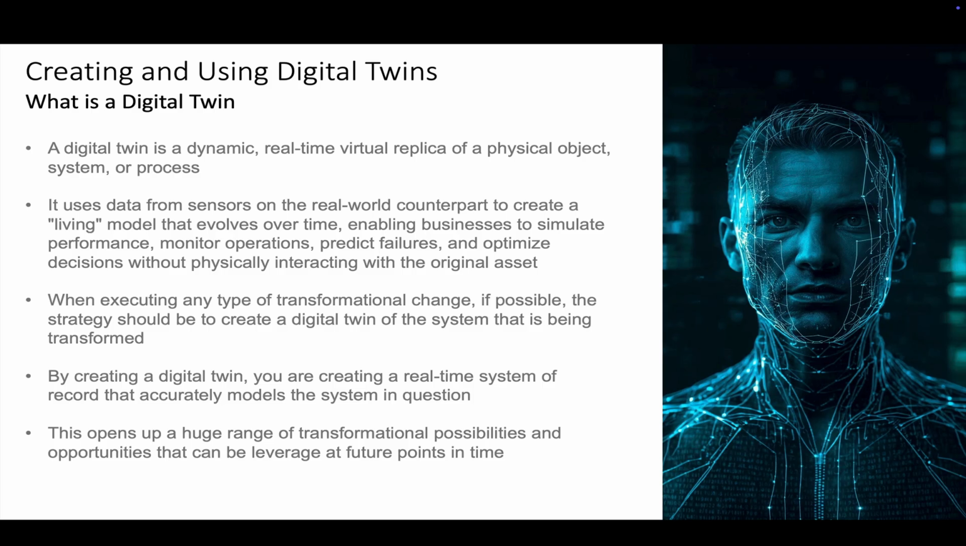When executing any type of transformational change, if possible, the strategy should be, in our opinion, to create a digital twin of the system that is being transformed. By creating a digital twin, you are creating a real-time system of record that accurately models the system in question and helps to keep that model up to date in real time. This opens up a huge range of transformational possibilities and opportunities that can be leveraged at future points in time.